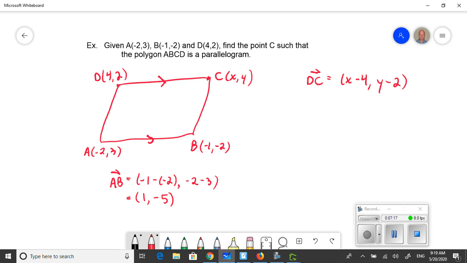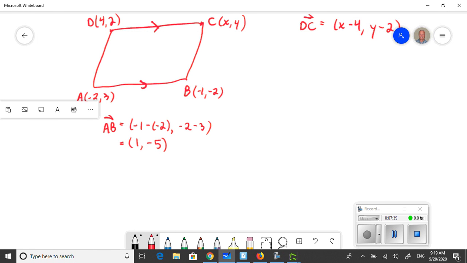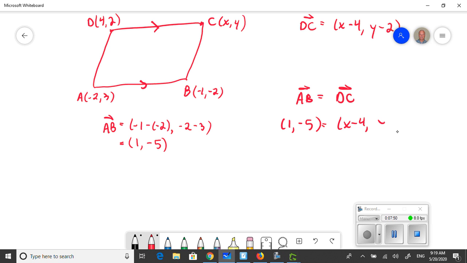Okay, makes sense? Okay, so now I've got, sorry, I just paused there checking my solution here. So I've got this situation, AB equals DC. Okay, so that's going to be the vector 1, negative 5 is equal to X minus 4, Y minus 2.